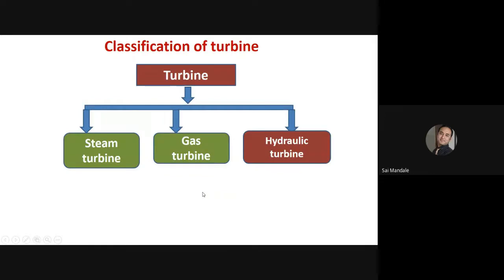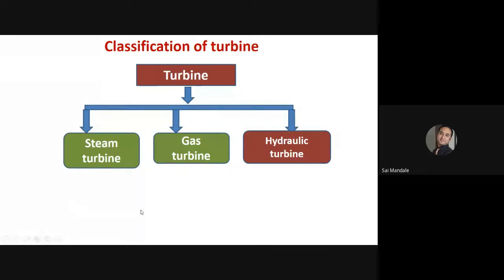Classification of the turbine. So the turbine is a power producing device or a power absorbing device? Power producing device. Perfectly correct. Now you are getting what are the different terms associated with the power producing and the power absorbing device. Nice. So turbine is a power producing device.